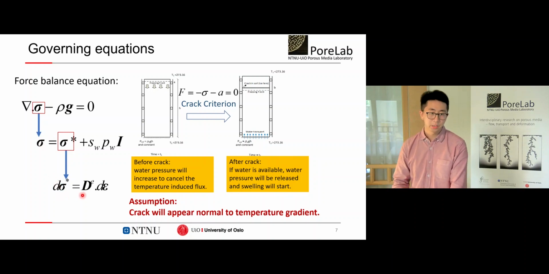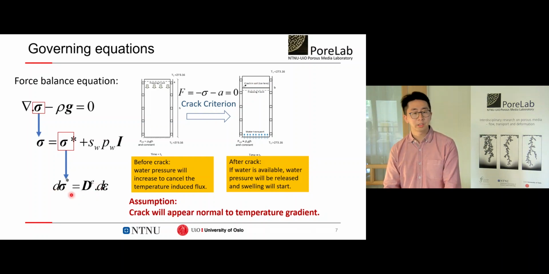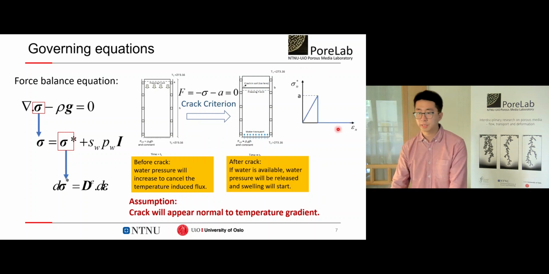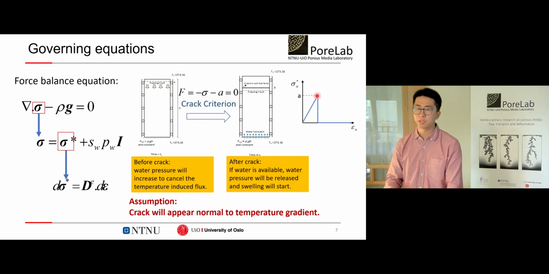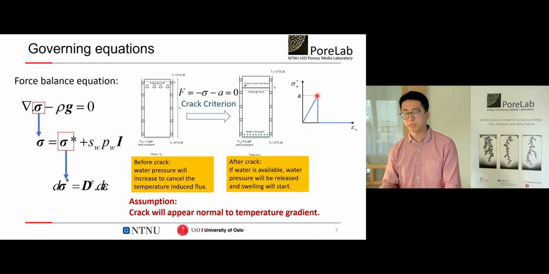At this stage, we follow an elastic constitutive model with a 1D crack criterion f equal to 0. And here A is the ice cementation at the fully frozen state. And as we can see here in the effective stress profile, the effective stress will increase to some point where f equal to 0 and immediately decrease to 0, which means a crack happens here. And here we can make a reasonable assumption that the crack will appear normal to the temperature gradient.